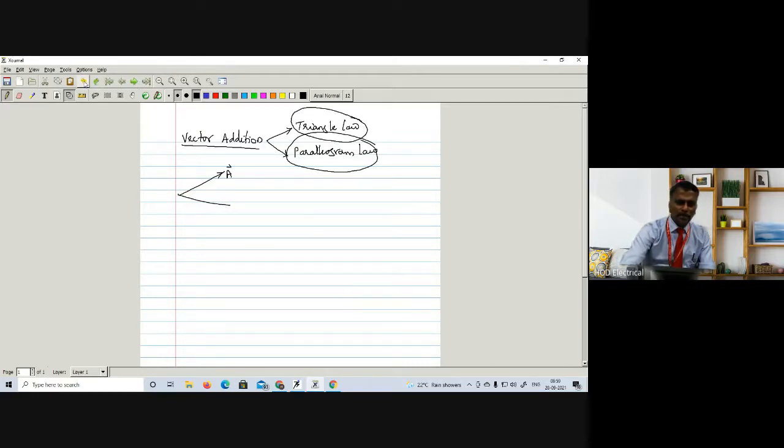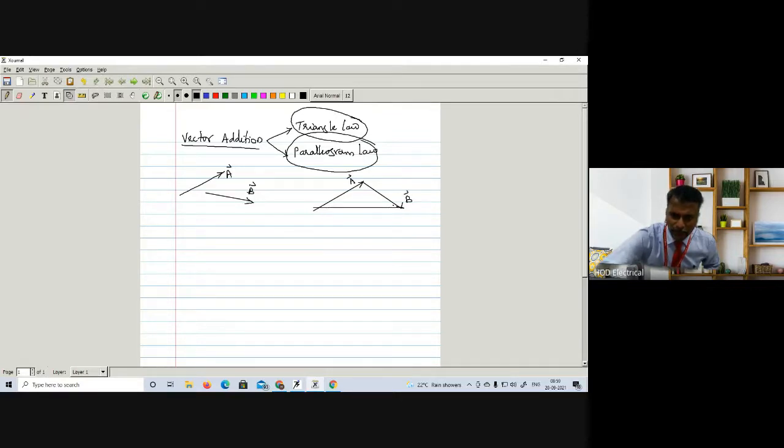I would like to add these two vectors. What I will do, first I will make one triangle. This is the A vector. Then B is in this direction, so we can say this is the direction of the B vector. So the resultant of these two will be A vector plus B vector. This is called vector addition.